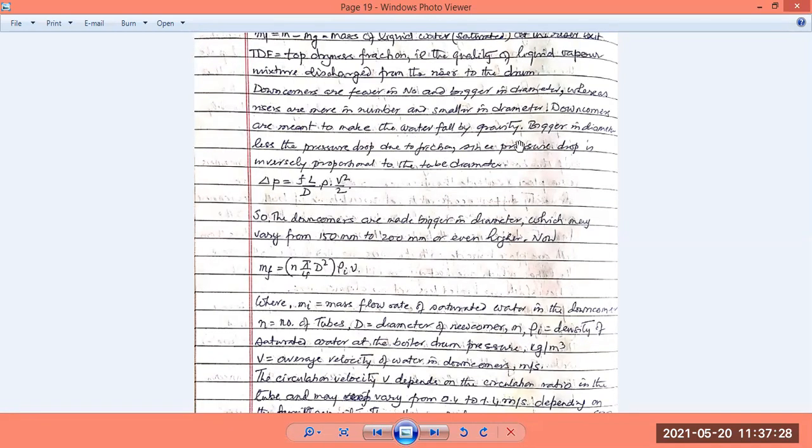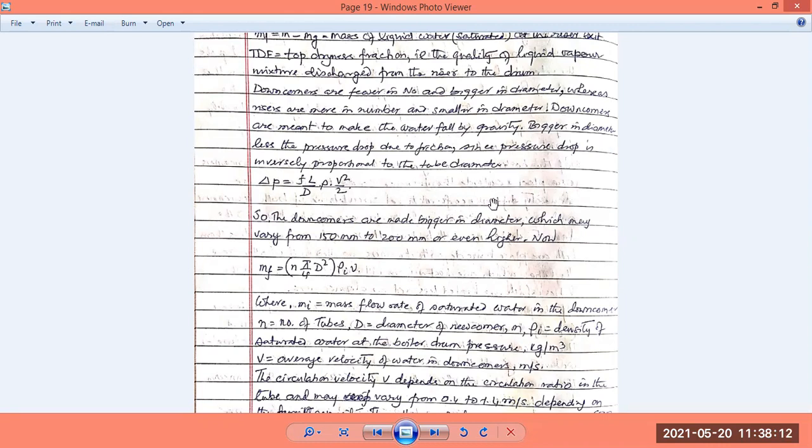The downcomer is not supplied by a pump itself, because the water is supposed to fall by gravity. The bigger the diameter, the less the pressure drop due to friction, since pressure drop is inversely proportional to the diameter. So what is going on? With a higher diameter, water falls by gravity. A bigger diameter gives less pressure drop due to friction.